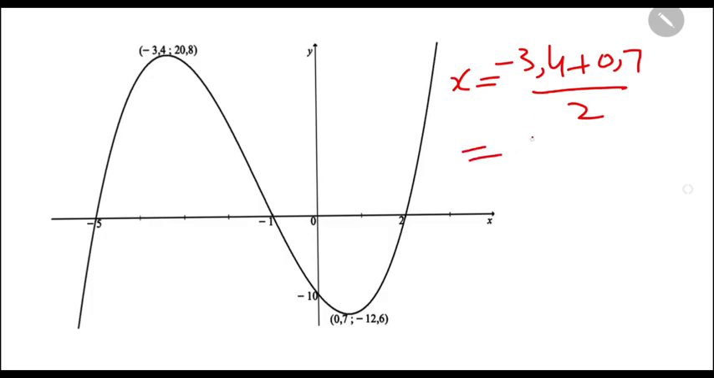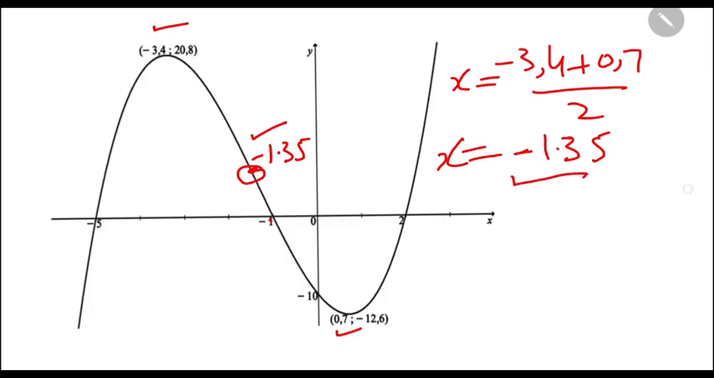So that answer will be negative 1,35. That is my answer. So that will be here somewhere. This is negative 3,4. This is 0,7. So the negative 1, this is negative 1 here, negative 1,35. That will be somewhere here. So this is negative 1,35. This is my point of inflection. So at this point, minimum gradient of tangent. So therefore minimum gradient of tangent will be at point of inflection. So this is my final answer.